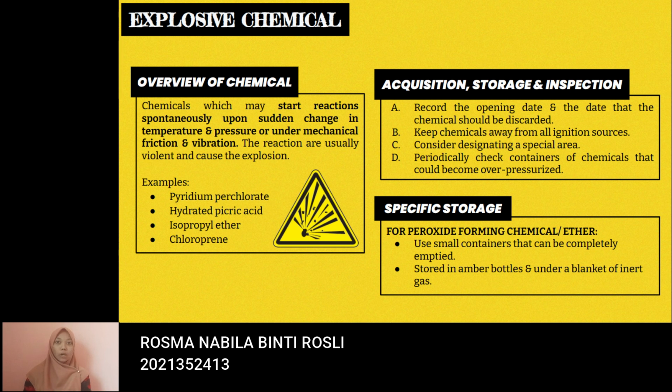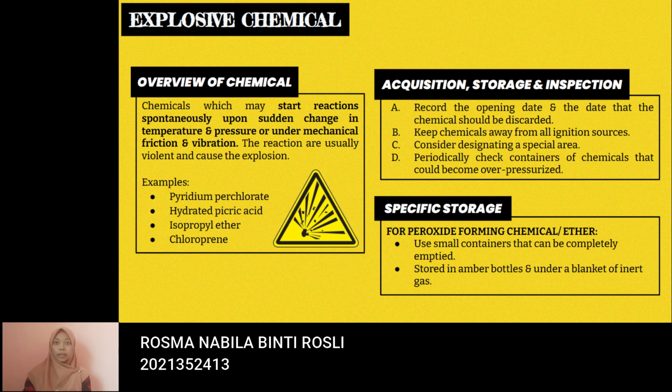The examples of explosive chemicals are: first, certain normally stable perchlorates such as pyridinium perchlorate that become unstable at elevated temperature. Next, hydrated picric acid that becomes contaminated with metal and forms metal picrate salts. And lastly, organic chemicals that form peroxides through exposure to air or light, such as isopropyl ether and chloroprene.